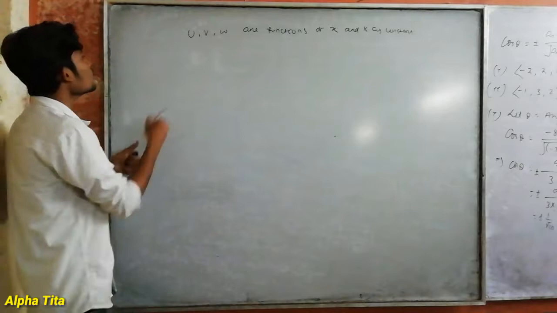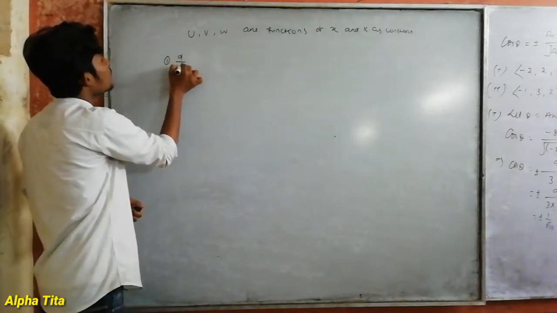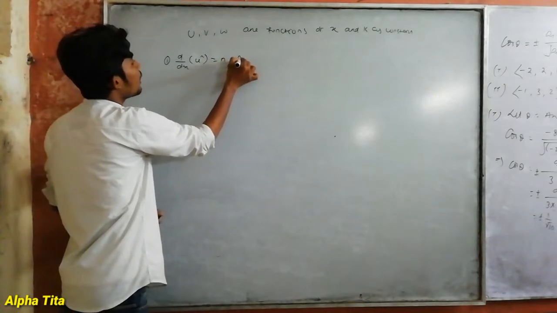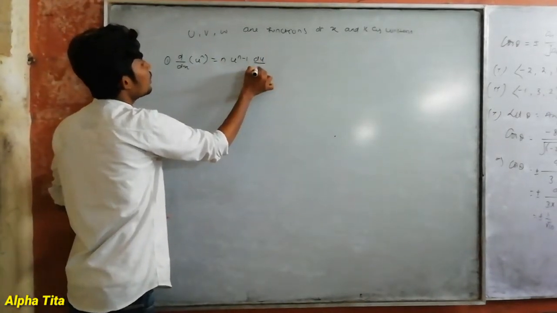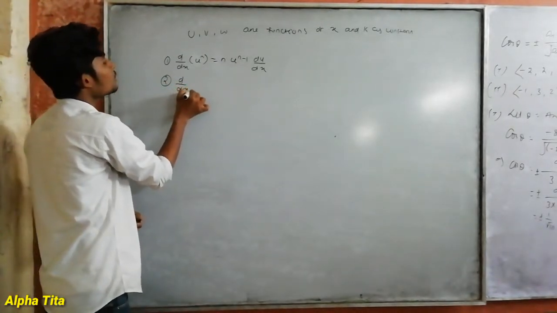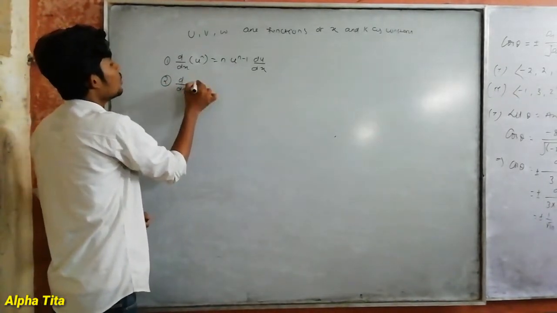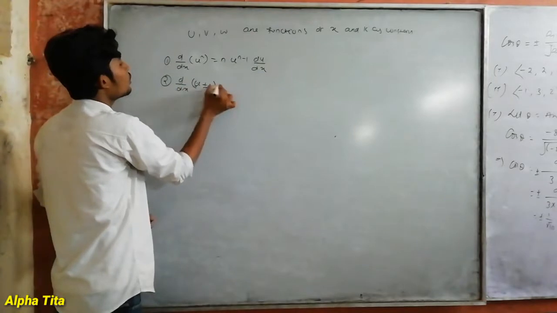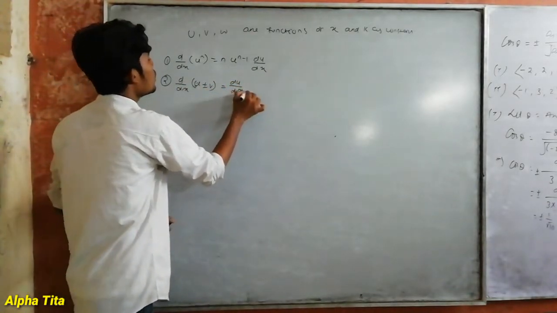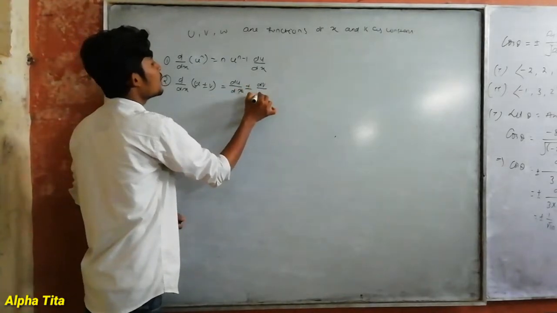Next I have the formula: d by dx of u to the power n is n times u to the power n minus 1 times du by dx. Next, the second formula: d by dx of u plus or minus v is equal to du by dx plus or minus dv by dx.